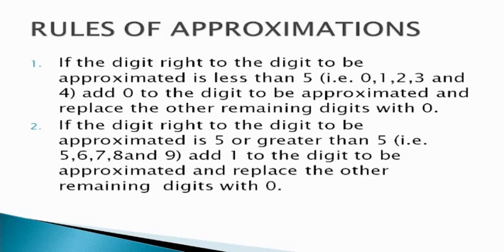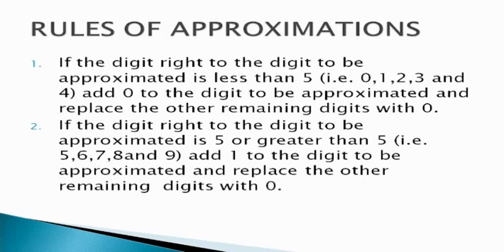Manake anasema kwamba katika hii sheria ya kwanza, kama ile digit ambayo iko upande wa kulia wa digit ambayo inatakiwa iwe approximated iko pungufu ya 5, yani manake ni 0, 1, 2, 3 mpaka 4, basi unaongeza 0 katika digit hiyo ambayo inatakiwa uiapproximate, na zile digit nyingine za kulia zinazobaki zitakuwa 0. That is rule number 1.